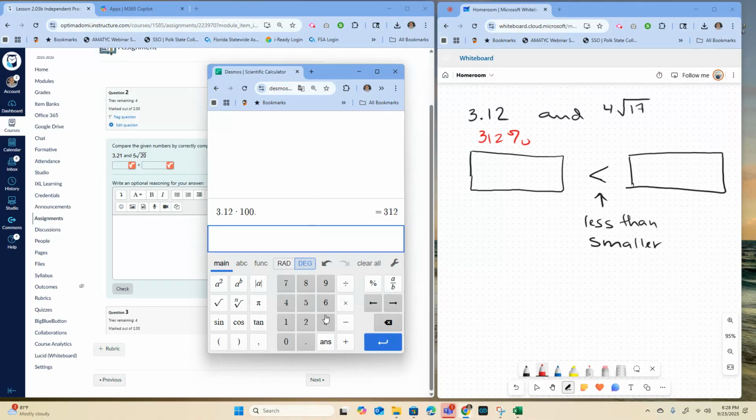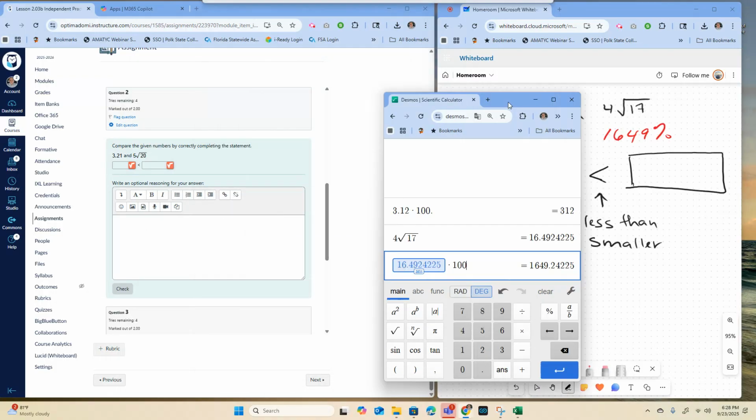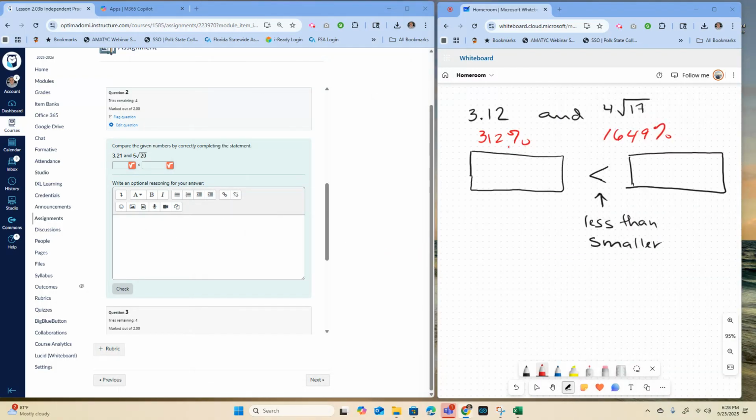And then the 4 square root of 17. Let me write it here. 4 square root of 17. You see, I wrote it exactly as I read it in the calculator. I got 16.49, etc. But I'm going to go to my next line. I'm going to take my answer, click on the ANS key. It's going to bring your last answer. And you're going to multiply that by 100. And you can see I got 1,649%.